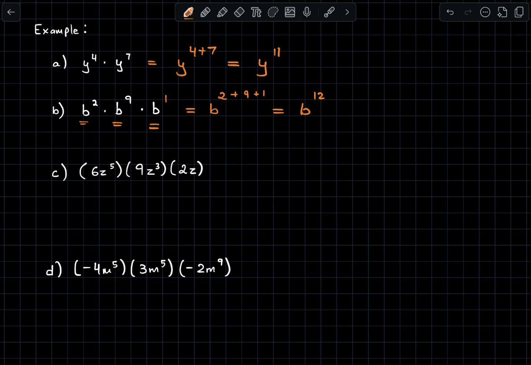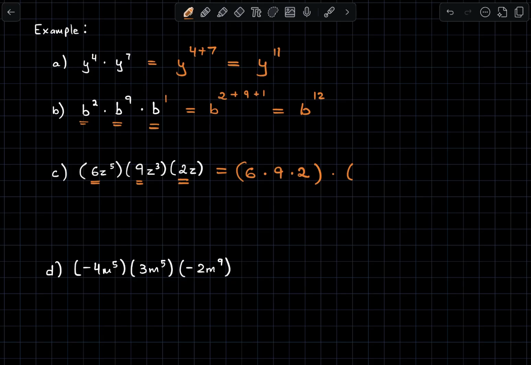Now here in part C, we've got variables raised to powers, but we've also got some numbers. These numbers are called coefficients. They're being multiplied with these variables. So it might be helpful to switch the order around, and we can do that with numbers and values that are just being multiplied. It doesn't matter which order we put them in. So let's have these numbers out front here: 6 times 9 times 2. If you like, you can consider them in parentheses. It doesn't really matter. If it helps you group it visually.